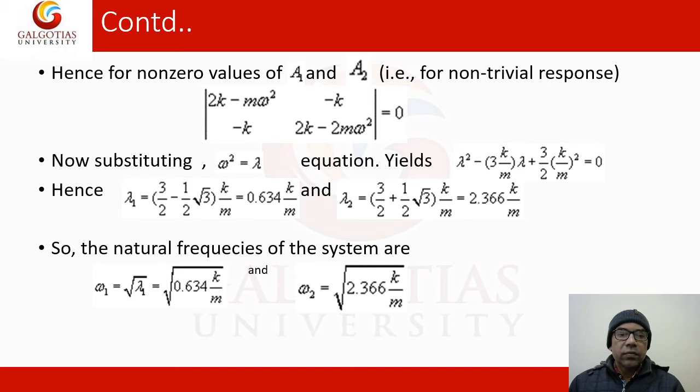And if we solve this quadratic equation, we will find delta 1 in this format, which is 0.634 k by m, and delta 2 will be this expression, which is 2.366 k by m. So the natural frequencies of the system are omega 1 equals under root lambda 1, that means 0.634 k by m, and omega 2 is 2.366 k by m.